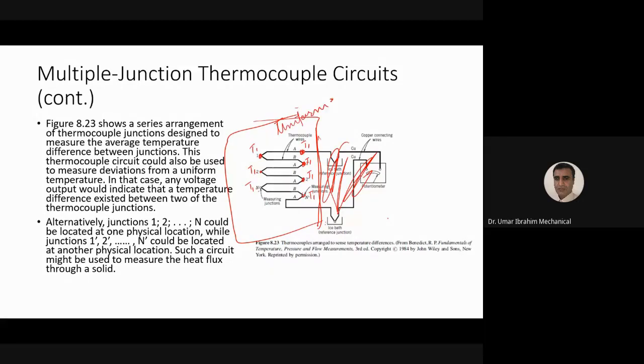ठीक है? If all the junctions have same temperature, what will be the voltage output? What will be the voltage output of this circuit configuration? क्या होगा अगर तमाम जंक्शन सेम टेम्परेचर पे? 0 सर. 0 पे होगा.